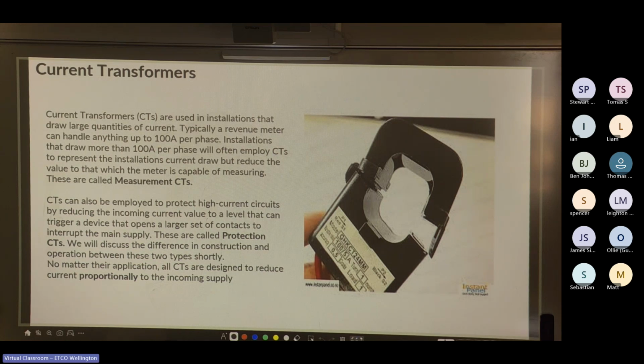No matter their application, all CTs are designed to reduce current proportionally to the incoming supply. You'll also see current transformers and CTs on solar installations. This is to track current traveling back and forth along the meter and to ensure that you're getting accurate payback from when you export solar.